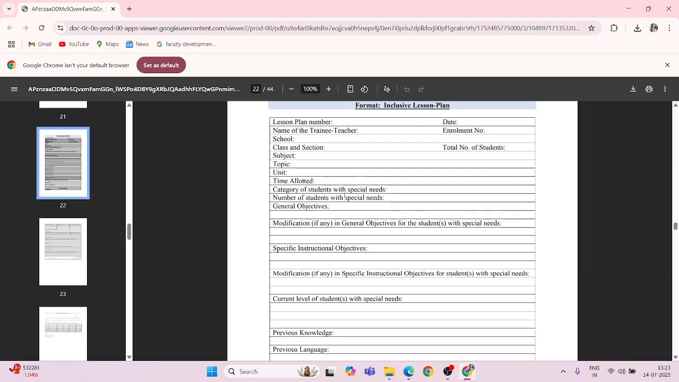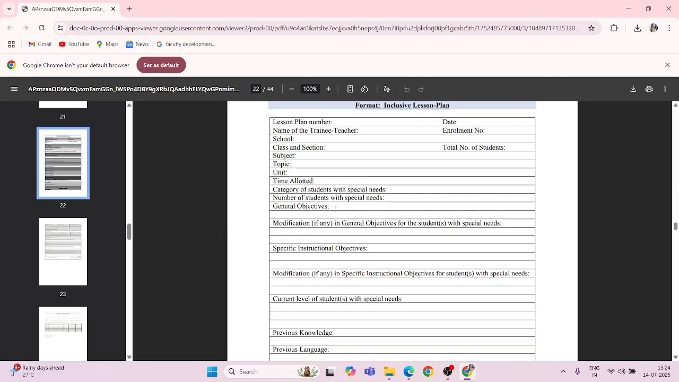Very severe cases cannot be included too much into the regular classroom situation. So it's better to stick to cases of mild hearing impairment or visual impairment or autism or mild retardation. Then you have to mention the number of students that are there. So you may have one or you may have two.